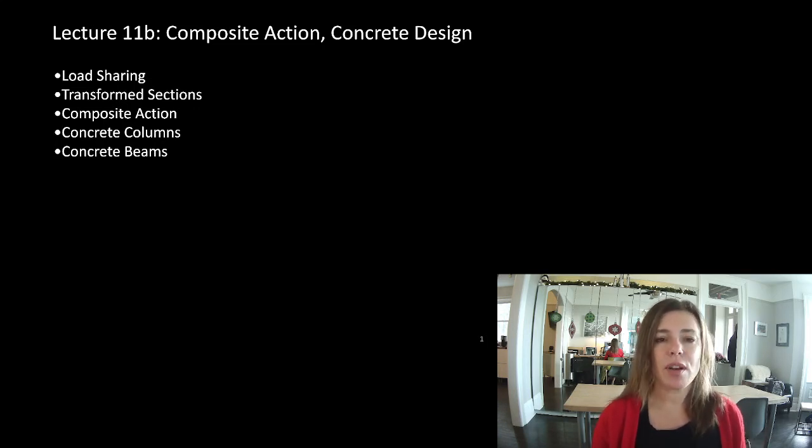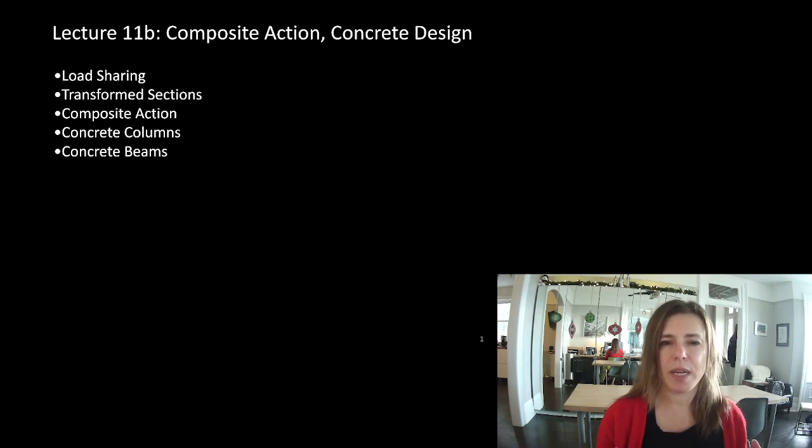So before we can even talk about composite, we have to get an understanding of load sharing. So how do elements share loads? Then we'll talk about how maybe if we had two different materials, how could we talk about them as if they were the same material? Maybe that would make our life a little bit easier for calculations. Then we'll talk about what composite action means, and we'll look at some composite materials in the industry.